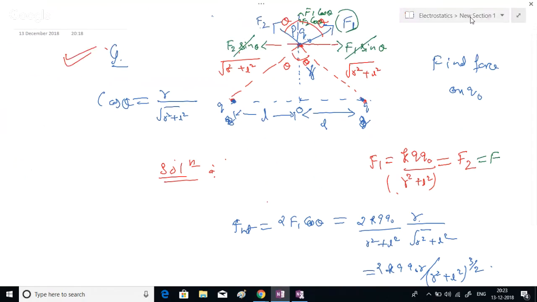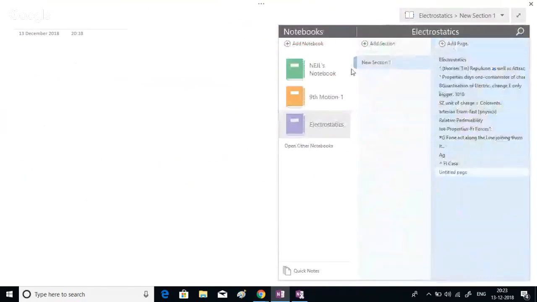Is that clear? Absolutely clear. So this is how we can find out the value of forces in the numericals. I hope you understand the basics, right? What are the basics behind that? How to apply the forces on the numericals, right?